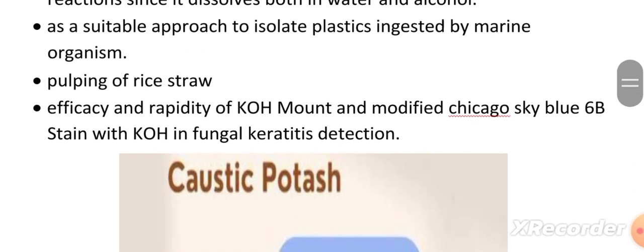Its aqueous and alcoholic solution is used for carrying out organic reactions since it dissolves in both water and alcohol. The reason behind its solubility is that potassium hydroxide is a polar compound. It has two poles. Potassium is the positive one and hydroxide is the negative. Due to the polarity of the compound, it dissolves easily in both water and alcohol. It is used for pulping of rice straw. It is used for the detection of fungal keratitis. It is used to isolate plastic ingested by marine organisms.